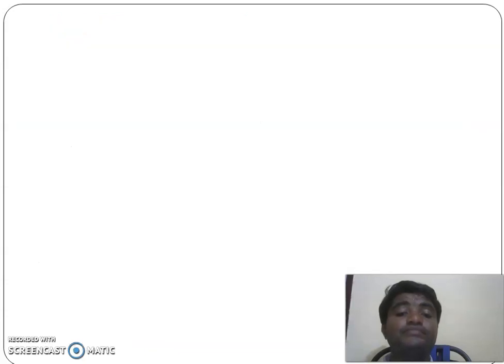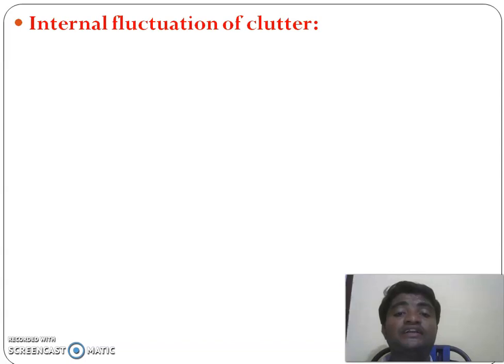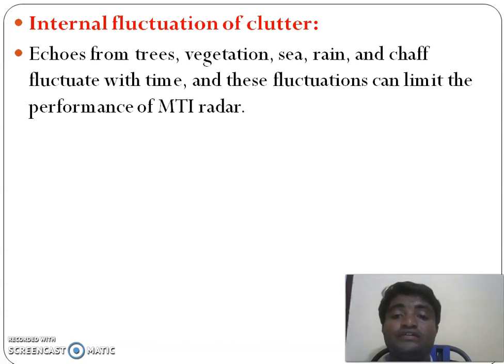And the next one is internal fluctuation of the clutter. Clutter means stationary targets. There are certain stationary targets like buildings, towers, mountains and hills. They will produce echoes with constant amplitude and phase. But there are also variable clutters, like trees, vegetation, sea, and rain. These vary with time, and they will limit the MTI performance of the MTI radar.